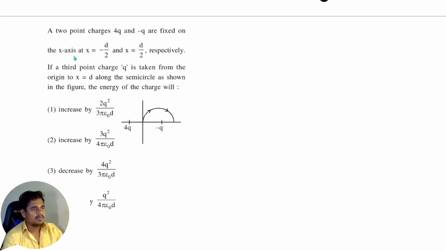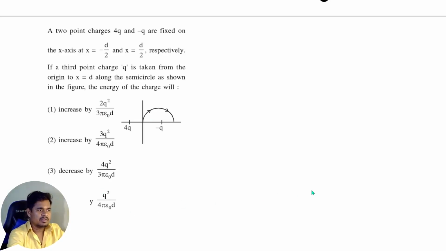Here we have been given that two point charges 4q and minus q are fixed on the x axis at x equals minus d by 2 and x equals d by 2 respectively. If a third point charge q is taken from the origin to x equals d along the semicircle as shown in the figure, then the energy of the charge will... So for the energy of the charge, we have to see whether it is increasing or decreasing by the given amount.